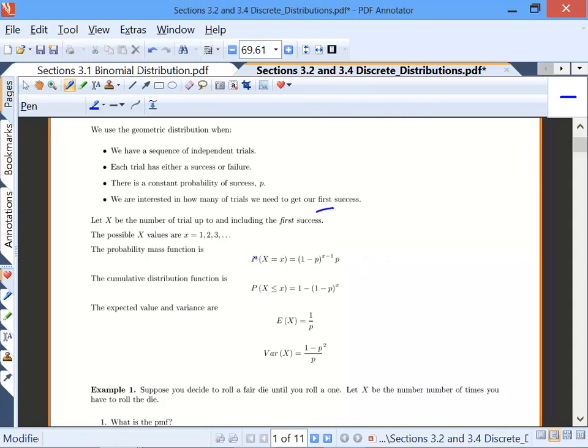Now this formula is actually really nice because you can get a nice formula for the cumulative distribution function. So the cumulative distribution, the probability that X is less than or equal to x, can be found by 1 minus (1 minus p) to the power of x. None of the rest of them have a nice formula for the CDF, but this one does. The expected value is 1 over p, and the variance is (1 minus p) over p squared.